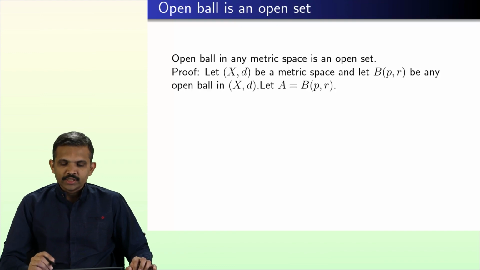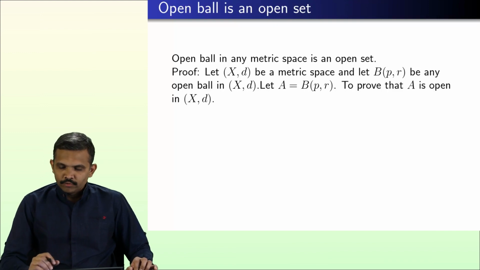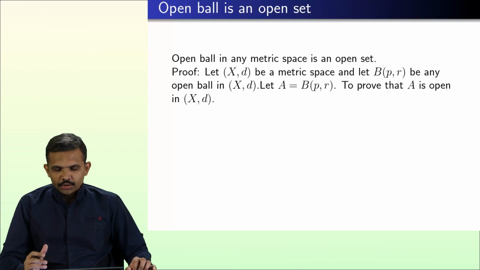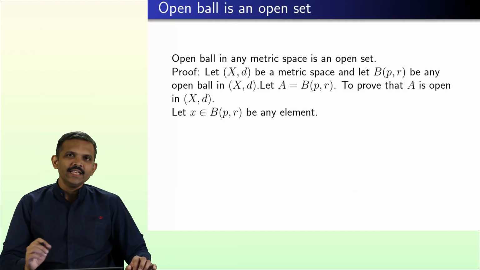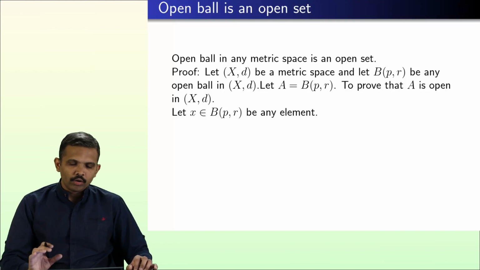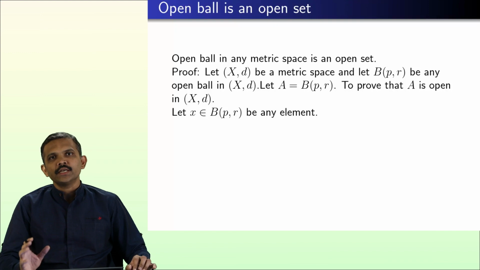I am just taking some set A, let me declare A equal to B(p, r), and we want to prove that A is open. Now, to prove A is open, what is our duty? Our duty is to take a point, any point from set A, and try to find some open ball around that point which is going to sit inside set A.